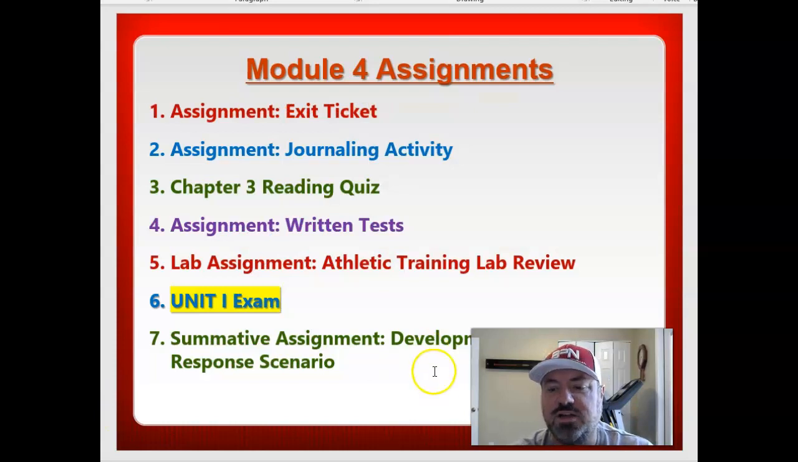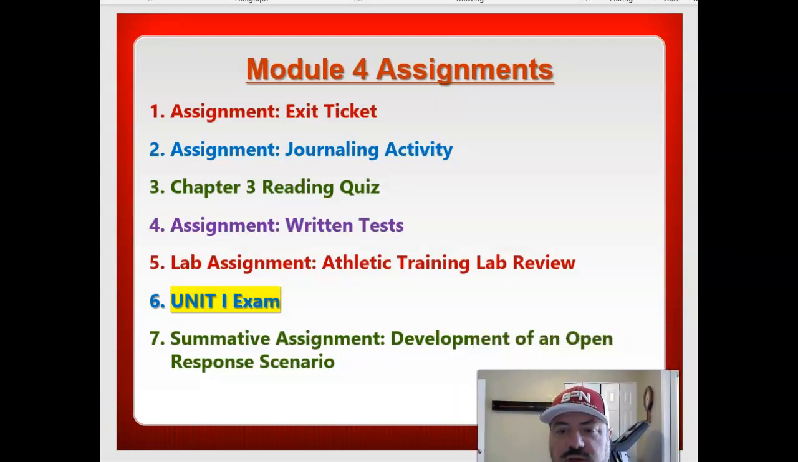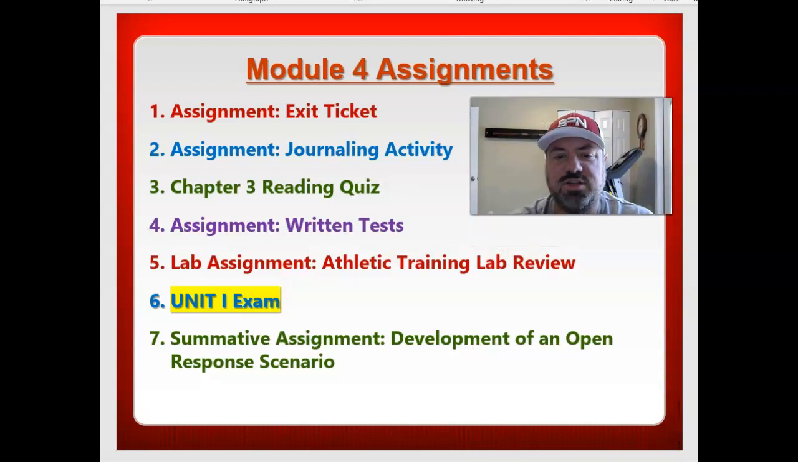So remember, here are our Module 4 assignments. All right? You had assignments such as an exit ticket and a journaling activity. Your newest current ones are your Chapter 3 reading quiz, your assignment written test. We will work next time on our lab assignment, an athletic training lab review. Our plan is to have the athletic trainer come in and visit us and provide us with a lab to understand assessments for athletic trainers and injury evaluation. Our Unit 1 exam is embedded in this module. It's one of the assignments.